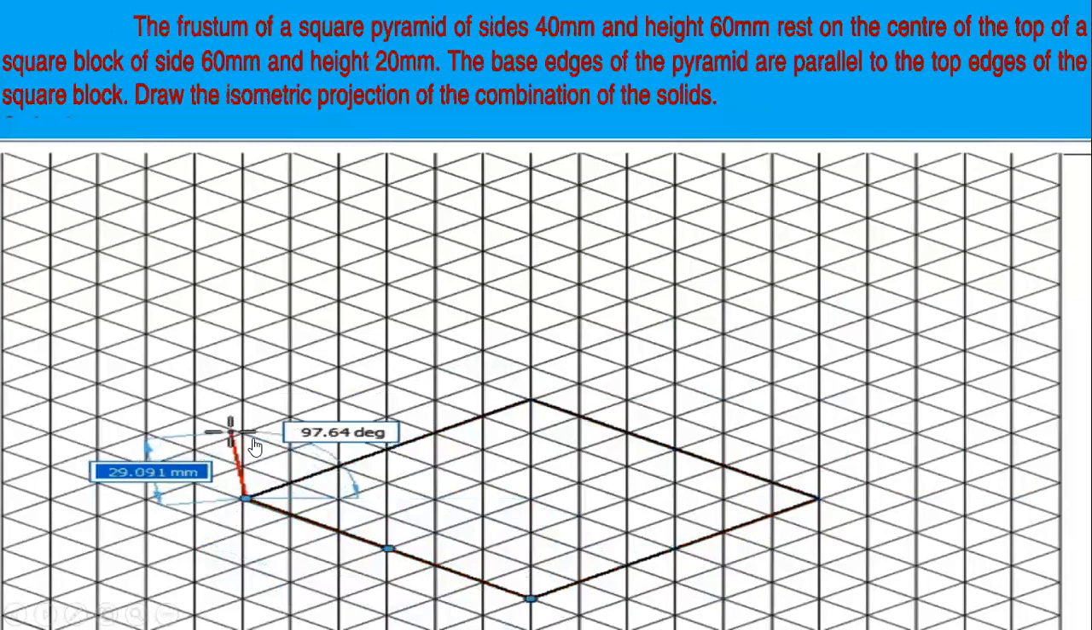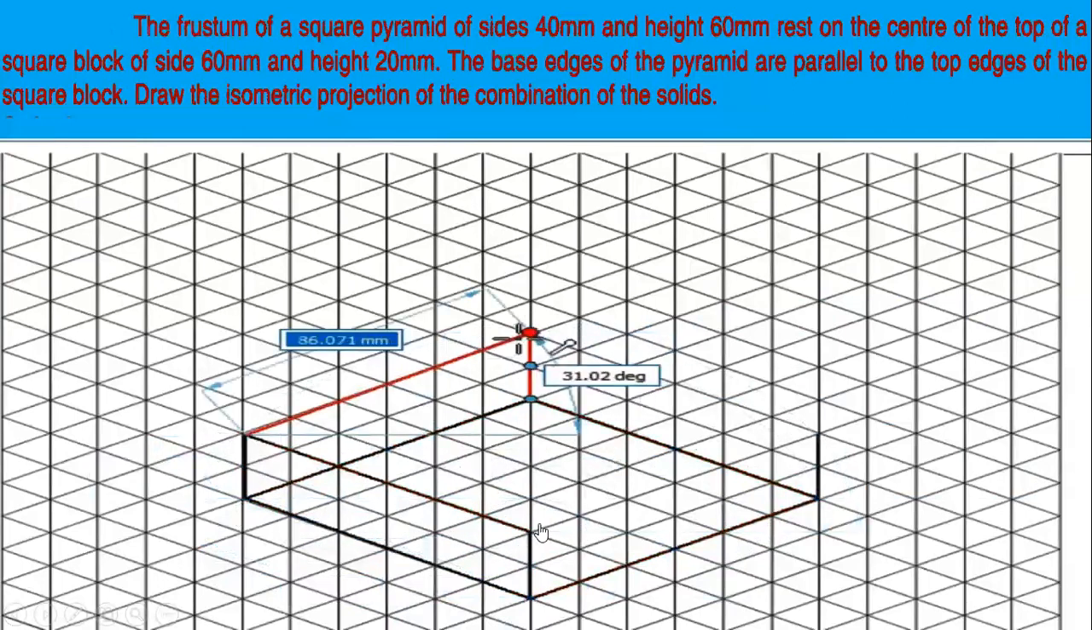From each of the corners, height is equal to 20 mm, so go up by 2 boxes, 1, 2. Again from one of the corners, 1, 2 boxes. Again 2 boxes in the vertically upward direction. Then join all the corners. So the dimension of the square block is 60 by 60 mm. Height is equal to 20 mm. You have completed the construction of the square block. Hidden lines have to be removed or you have to follow the projection line.